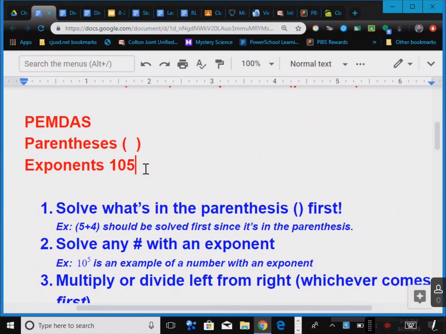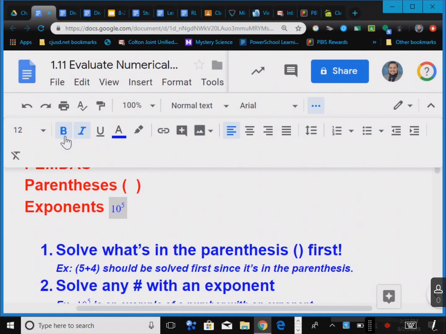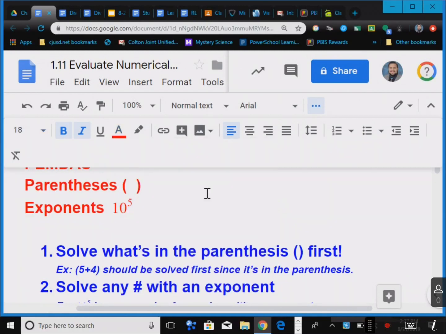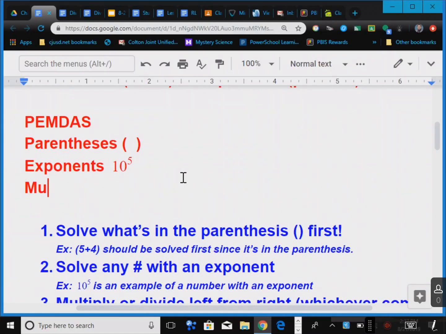Oh, that doesn't work. Okay, and that would be the example of an exponent. I'm going to make that a little bit bigger so you guys can see that. Change that to red, and change that to 18. Okay, so that would be an exponent. Multiplication or division. Okay, we know what those look like.